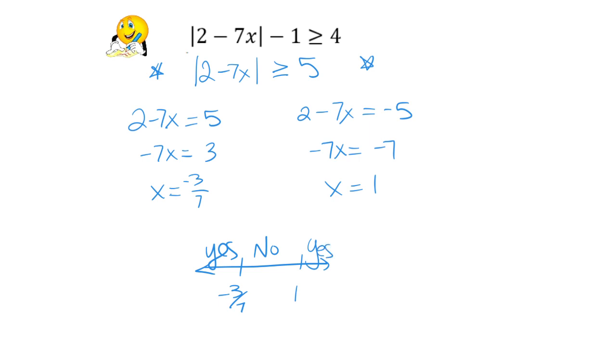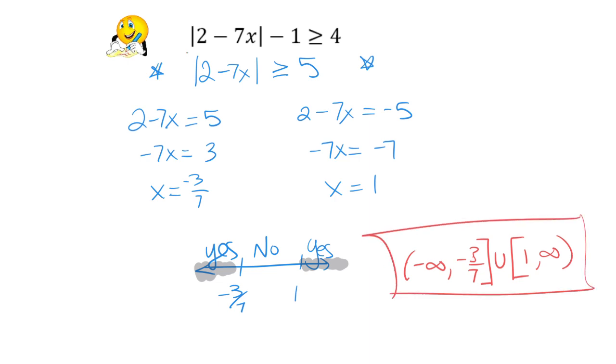In this situation, then, I am looking for my yeses. That's going to be here, and it's going to be here. Let's go ahead and write the solution. It would be from, and this is with a bracket because of the or equal to, negative, no, it's not, hang on. It's going to be negative infinity, so that's going to be a parenthesis, to the -3/7. That's going to have the bracket, in union with 1 to infinity. Any value within there will work in the absolute value.